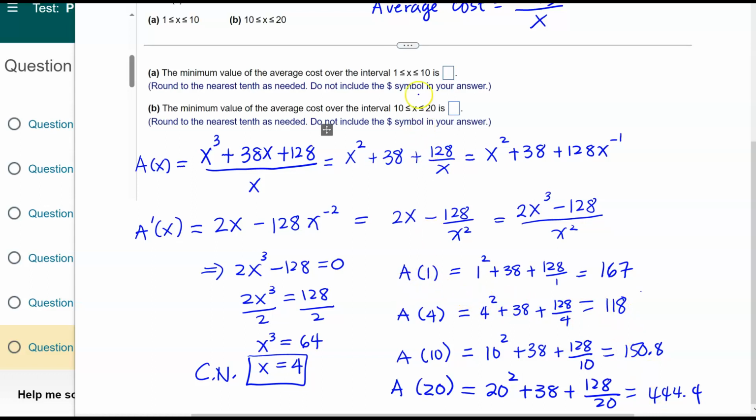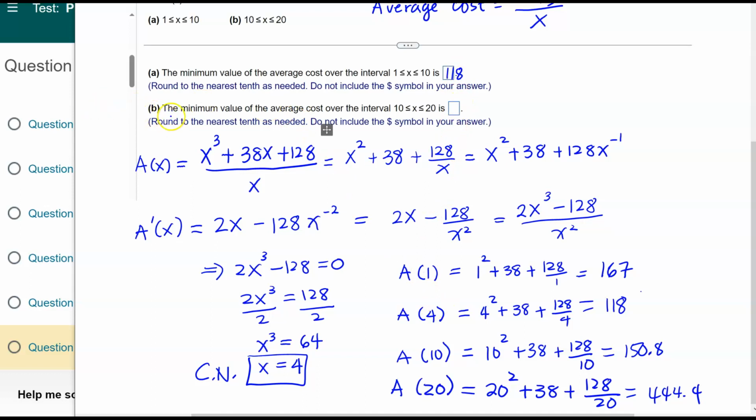So when x is equal to 1, the average value is 168. When x is equal to 4, it's 118. And when x is equal to 10, it's 150.8. So between the interval 1 to 10, the least value is 118. So that is when x is equal to 4. So I will have 118 here as the minimum value for the average cost.